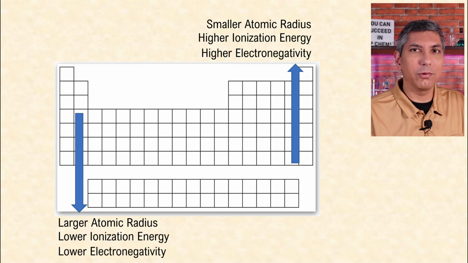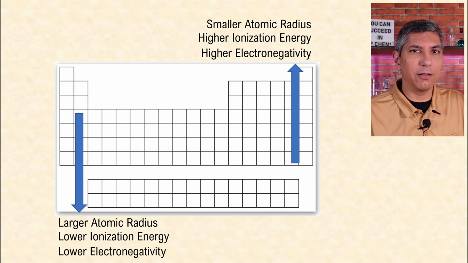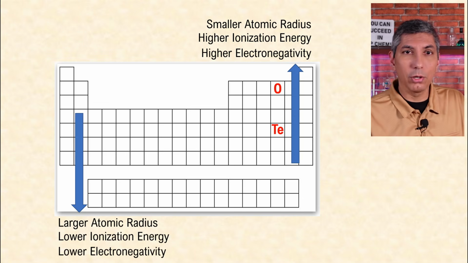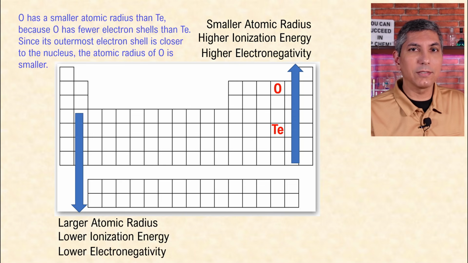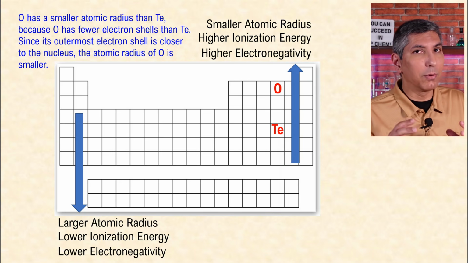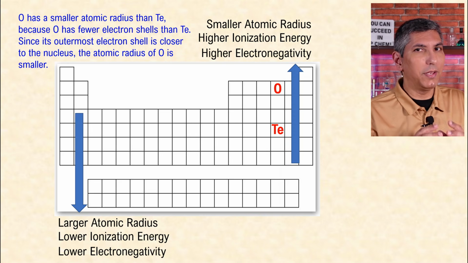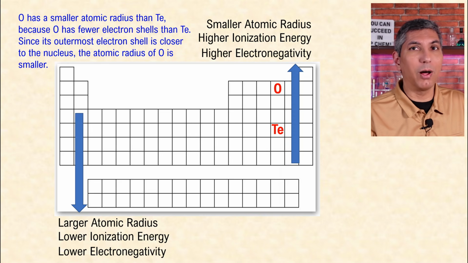a lower electronegativity. So if we're asked to compare the atomic radii of oxygen and tellurium, we'd say that oxygen has the smaller atomic radius. Why is that? Because oxygen has fewer electron shells than tellurium. Remember, fewer electron shells means the outermost electron shell is closer to the nucleus. So the atomic radius of oxygen is smaller.